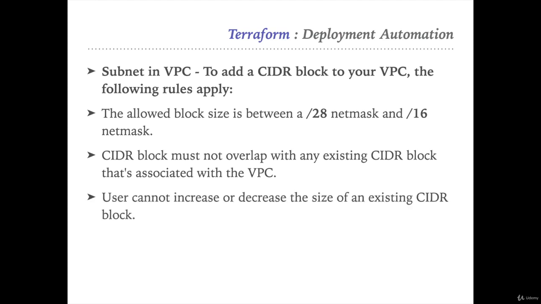User cannot increase or decrease the size of existing CIDR block. So once the CIDR block is defined, the IP range is defined inside the VPC, that existing CIDR block cannot be changed. You can add a new CIDR block with a new IP range, but the existing one cannot be changed. It cannot be decreased or increased.